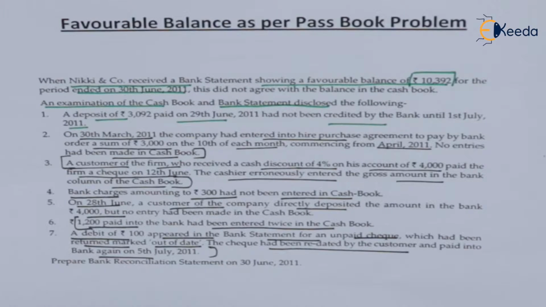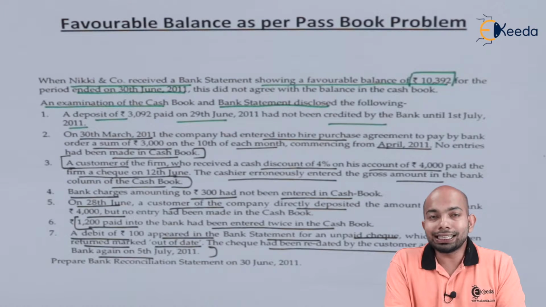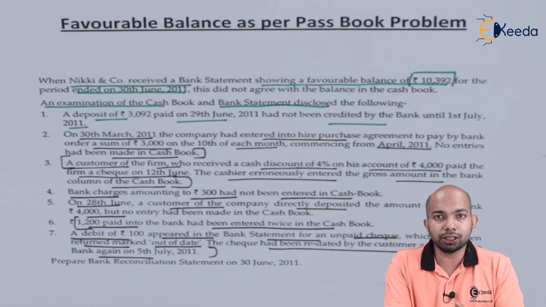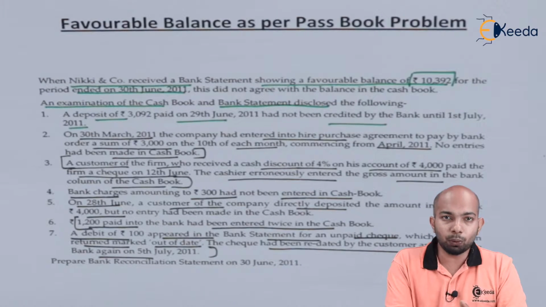There was a bank charge of rupees 100 which was seen in the bank statements, which was for an unpaid check which was marked out of date. These details were then provided on 5th of July. That means in the month of June, there was no receipt or intimation of a bank charge here. Now, all these details are provided here.